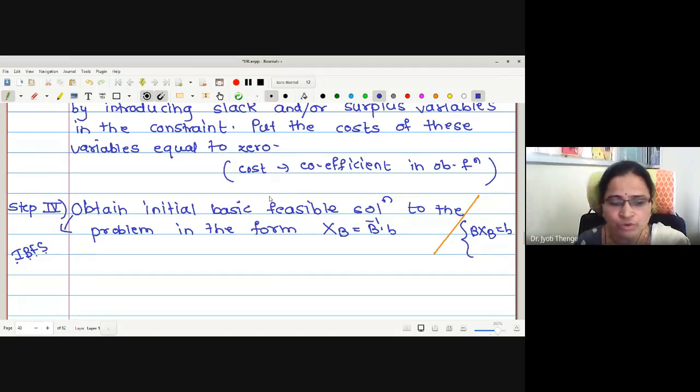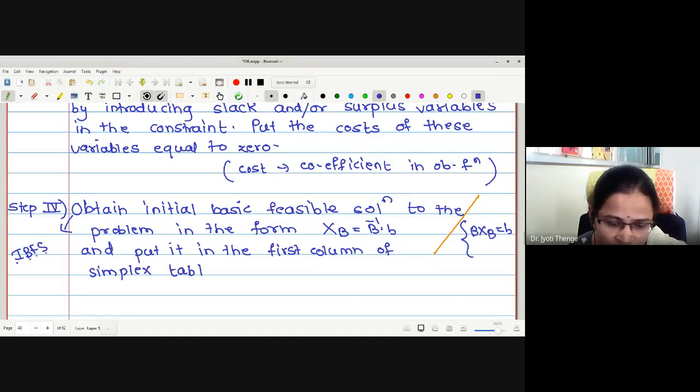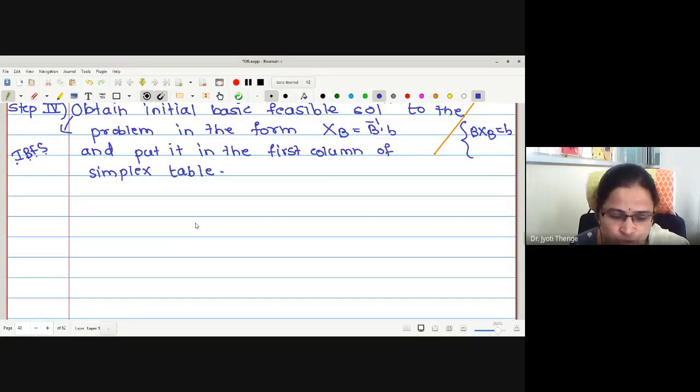Now what we have to do? We have to put it in the first column of the simplex table. We are going to form one table, and this will be the first column entries, the initial basic feasible solution. Now in step 5, we are going for an important concept of net evaluations.